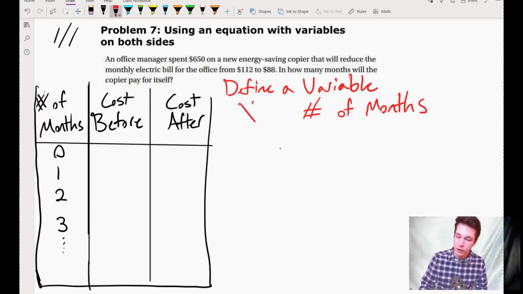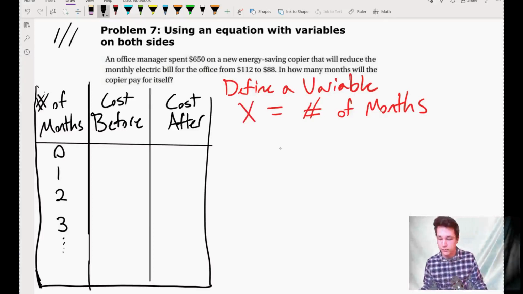Okay, so let's just call that X. You could use M, you could use any letter that you would like. I'm going to use X. Let's do a few calculations. Now, if you do it this way, you're going to be very bored. It'll take you a long time. But essentially, you could think of it like this.